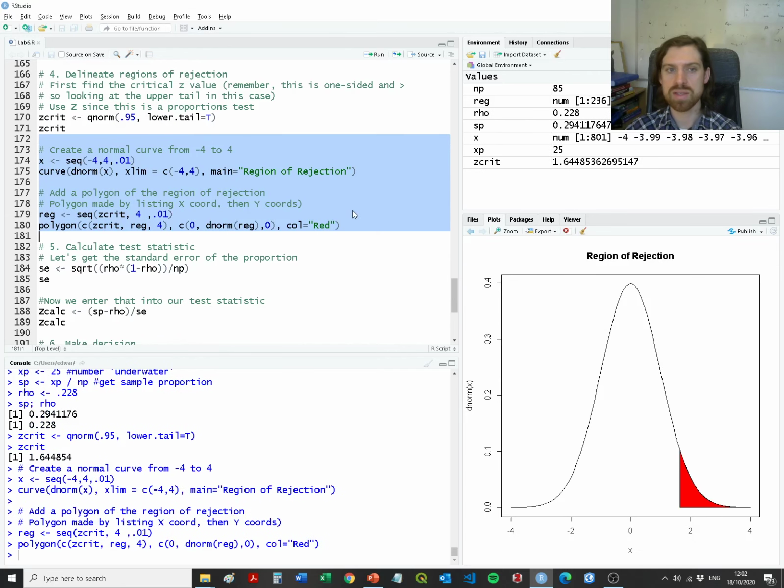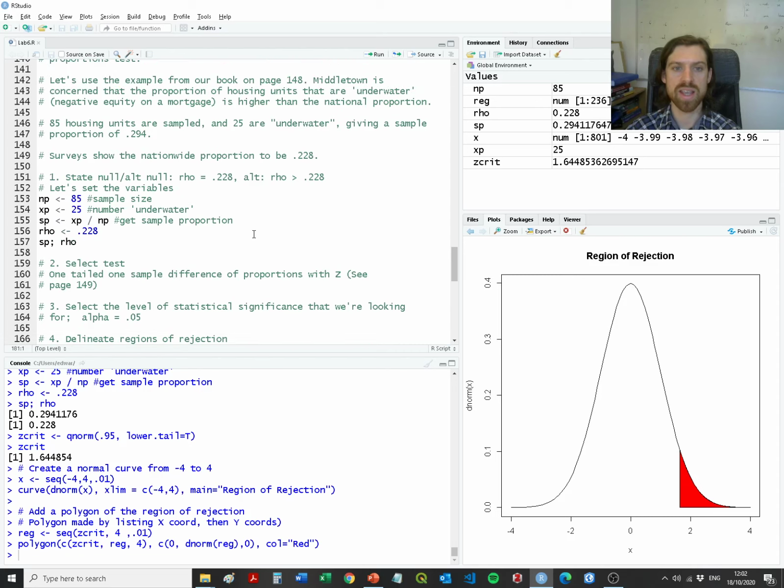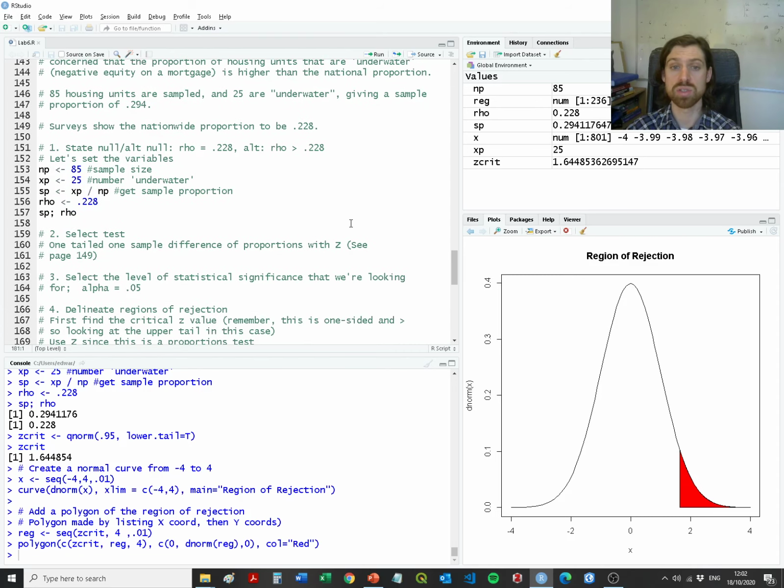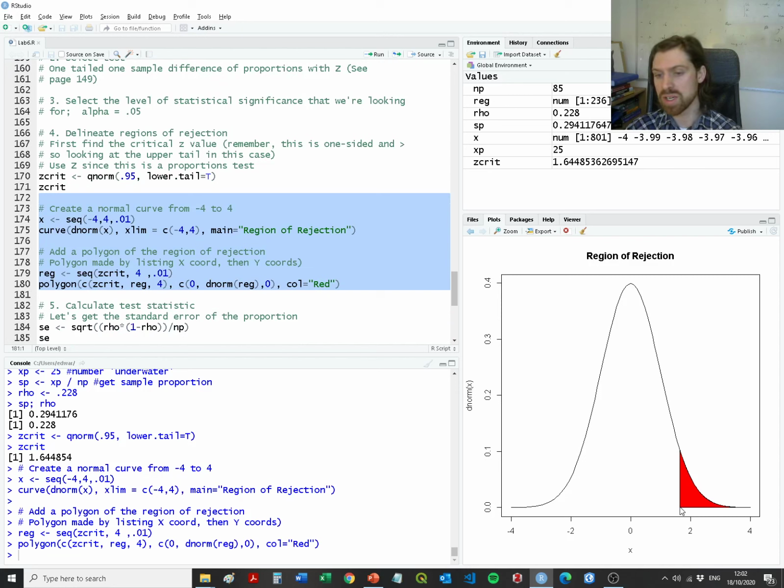So what this means, as we're interested in whether the proportion is higher than the national proportion, we're interested in this zone here that's in red. This is the zone where we would reject the null hypothesis if the proportion ended up in this particular area.